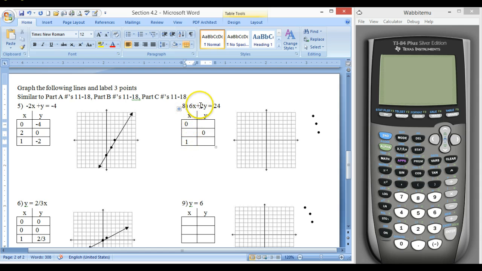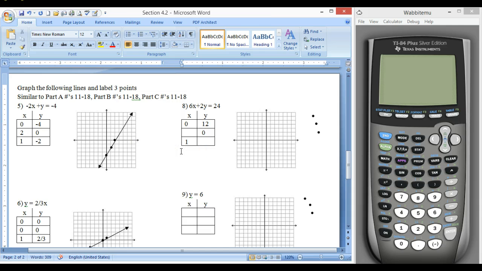So if I put a 0 in for x, I'm now going to do this mentally by just kind of blocking out that 6x because 0 times 6 is 0, and I'm just left with 2y equals 24. Divide both sides by 2 gives you y equals 12.